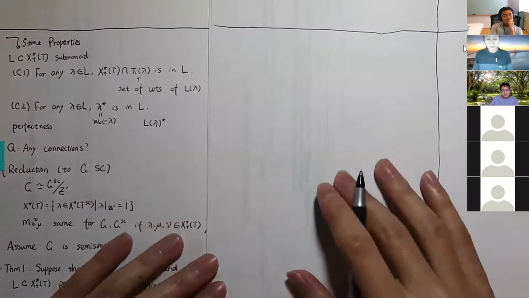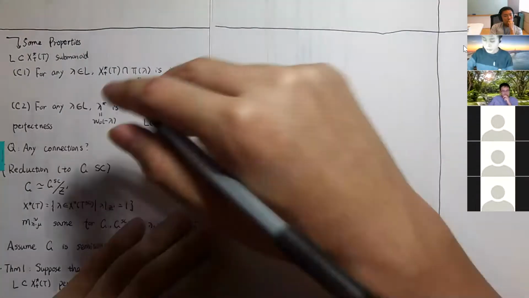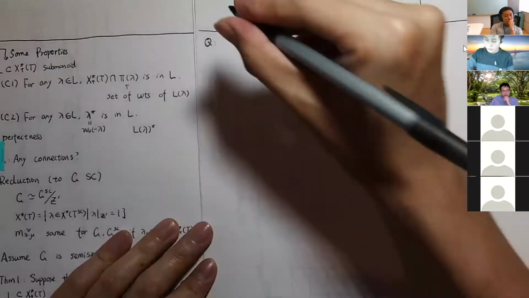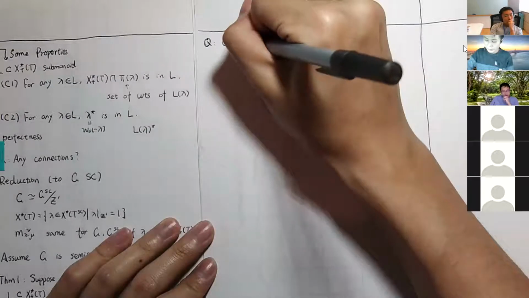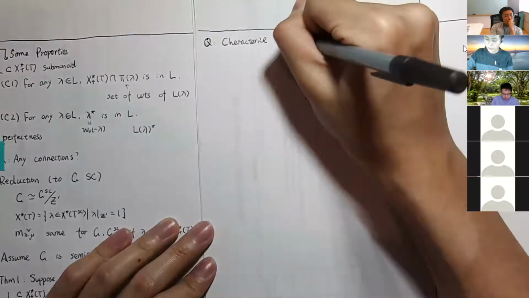So this is the part about the different types of closeness, and the second natural question is how to characterize these perfect submonoids of dominant weights.